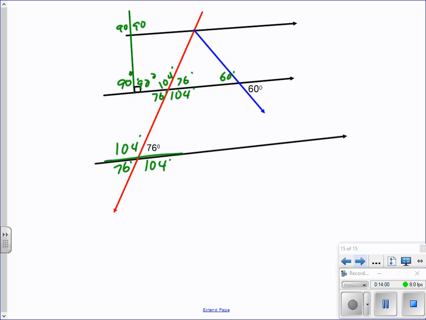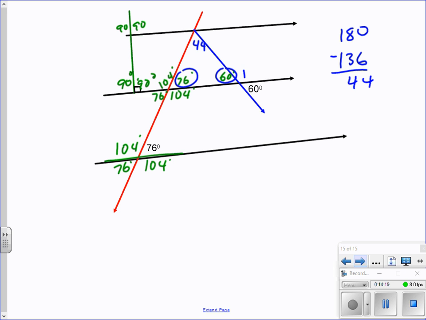And look at that, we've got two angles inside of a triangle. That means we just add those together, that's 136. And I take 180 minus 136, that leaves us with 44 degrees. So this top of the triangle is 44.